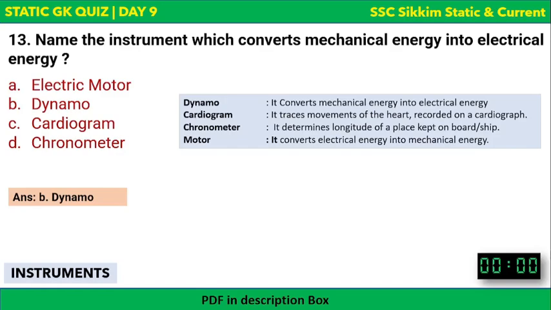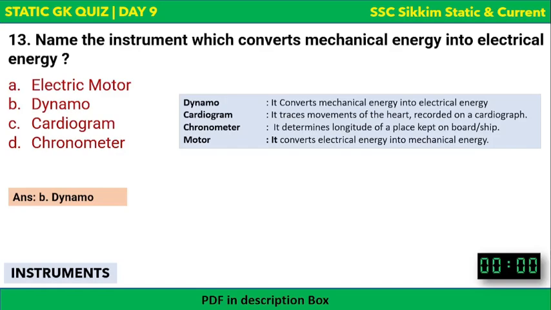And there are other options, that is cardiogram. It traces the movement of the heart recorded on a cardiograph. Chronometer, what does it do? It determines longitude of a place, kept on board a ship. And motor, it converts electrical energy into mechanical energy.